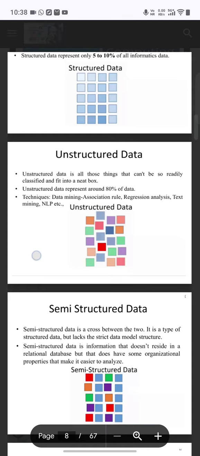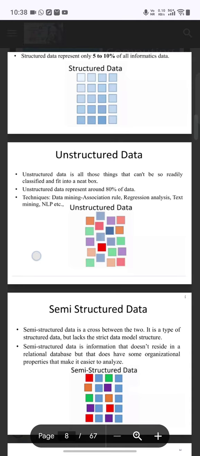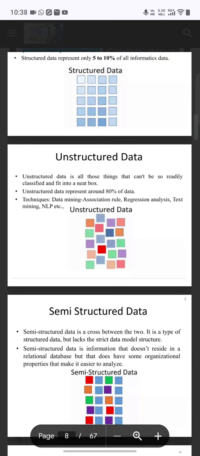Where comes unstructured data? Unstructured data is all those things that cannot be so readily classified and fit into a neat box. Unstructured data represents 80% of data. Techniques, data mining, comprise association rule, regression analysis, text mining, NLP, etc. All these comprise unstructured data. Here in unstructured data, we represent a huge amount of data which cannot be structured in a specific format. We can have an analysis process on this data.